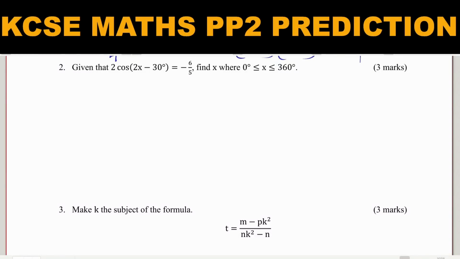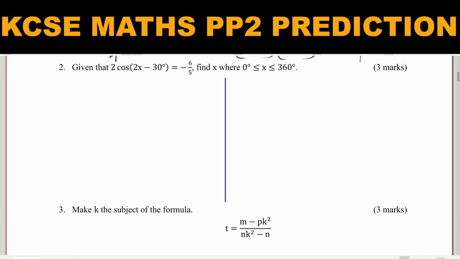Given that 2 cosine of 2x minus 30 degrees is equal to -6/5, find x where x is greater than or equal to 0 and less than or equal to 360. So given the range of the angles, x should be between 0 degrees and 360. Because you are solving for x, look at the left hand side, 2 cosine of 2x minus 30. You have to eliminate everything there and remain with x.